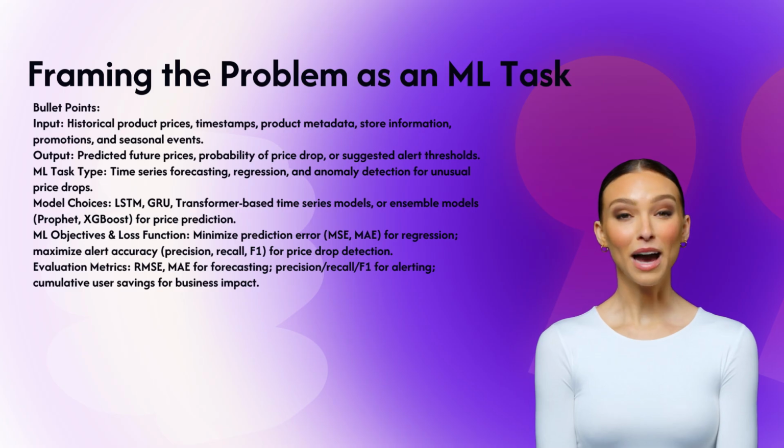2. Output. The outputs depend on our business goal. We want the model to predict future prices, estimate the probability of a price drop, and potentially recommend alert thresholds to notify users. This allows the system to proactively inform users when the price is expected to reach a favorable level. 3. ML task type.